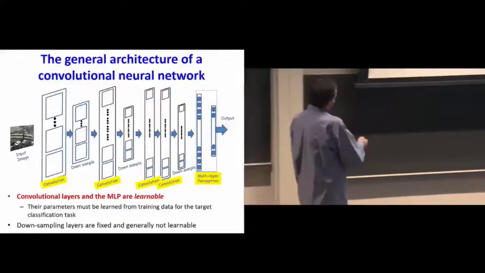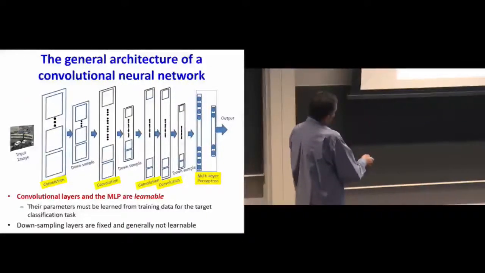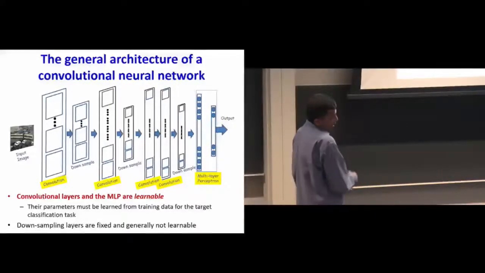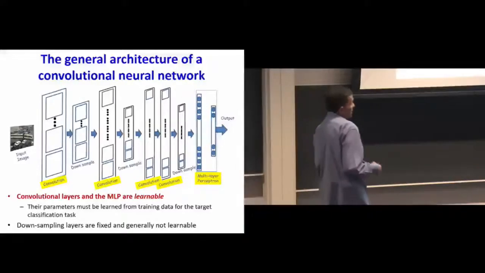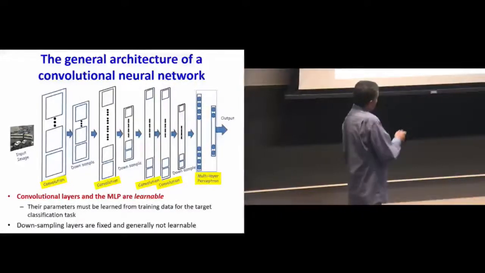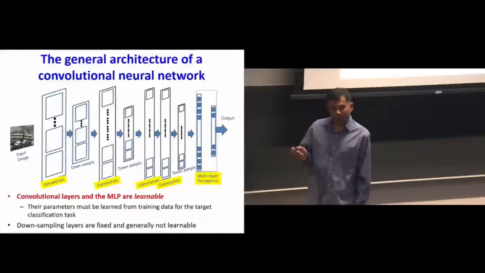So here's how it would be. You'd have convolutions, downsample, convolution, downsample. You could have multiple convolutions following one another and then more downsample. The convolutional layers and the final MLP are learnable. The downsampling layers are generally not learnable.